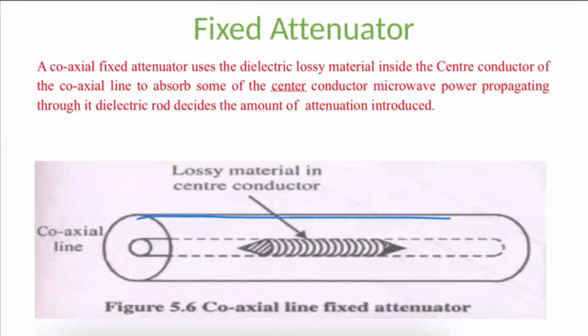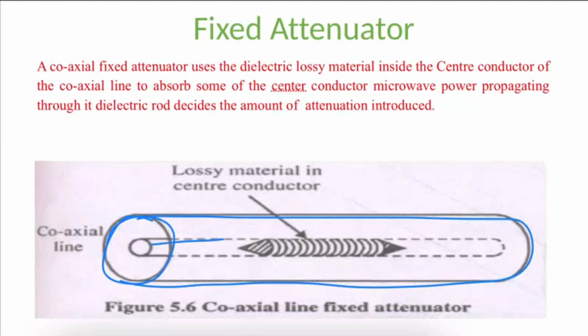This is a coaxial line, which is a microwave type of structure. And this is the inner conductor. As we all know, the inner conductor is the one which allows the signal to propagate.